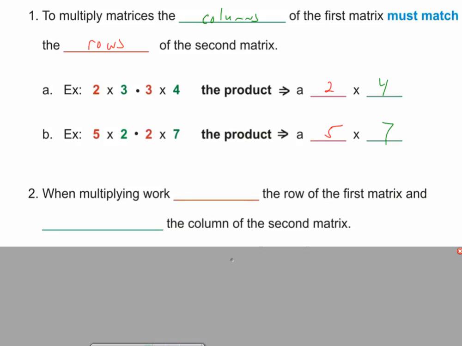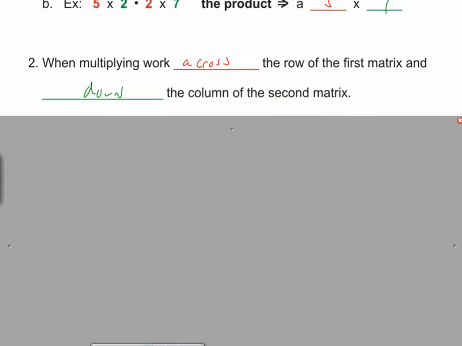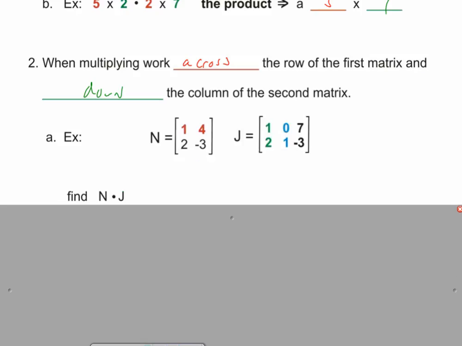Okay, so I hinted at the pattern earlier. Remember, you've got to work across the row, and you have to work down the columns. So across and down is what you've got to get in your mind. Across and down. Across and down. So in order to multiply, the columns of the first have to equal the rows of the second. The product will be the rows of the first, columns of the second, right? The outside numbers. And how do you do it? You work across and down.